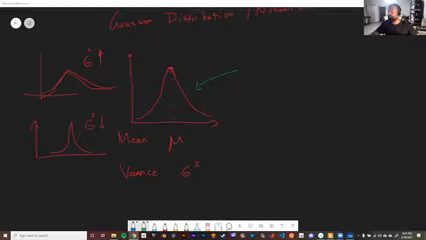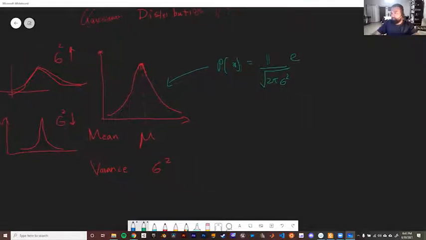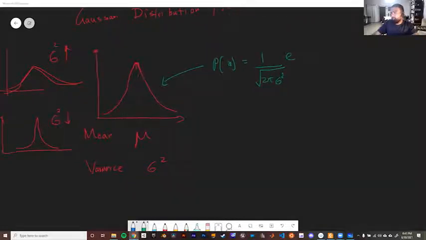So if you write the equation of this graph, this is what it looks like. Let me quickly double check before I write it. Gaussian equation. If I remember correctly, I'll just use p(x) here. It's 1 over root 2 pi sigma squared, e to the power. One second to double check.